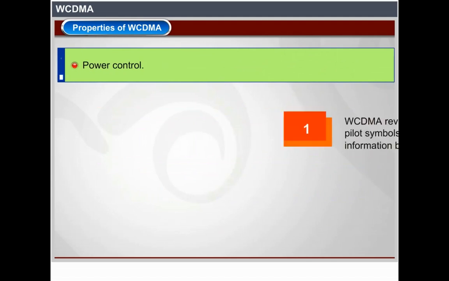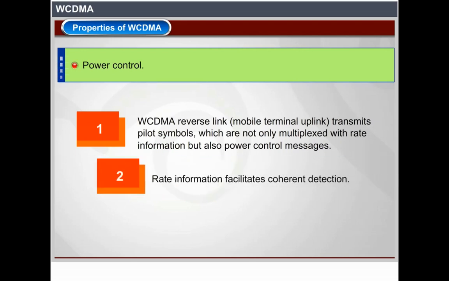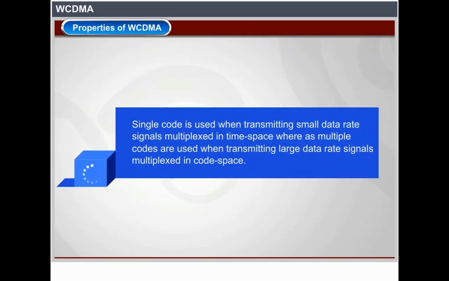Power control. On the WCDMA reverse link, the mobile terminal uplink transmits pilot symbols which are multiplexed with rate information as well as power control messages. Rate information facilitates coherent detection. A single code is used when transmitting small data rate signals multiplexed in time space, and multiple codes are used when transmitting large data rate signals multiplexed in code space.